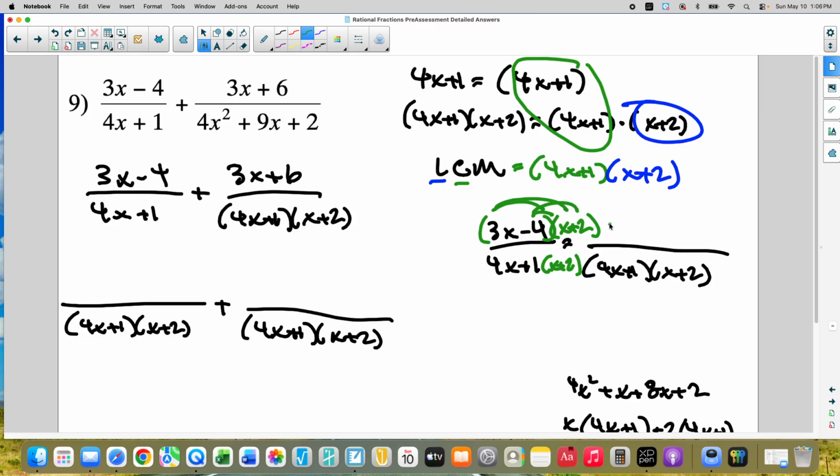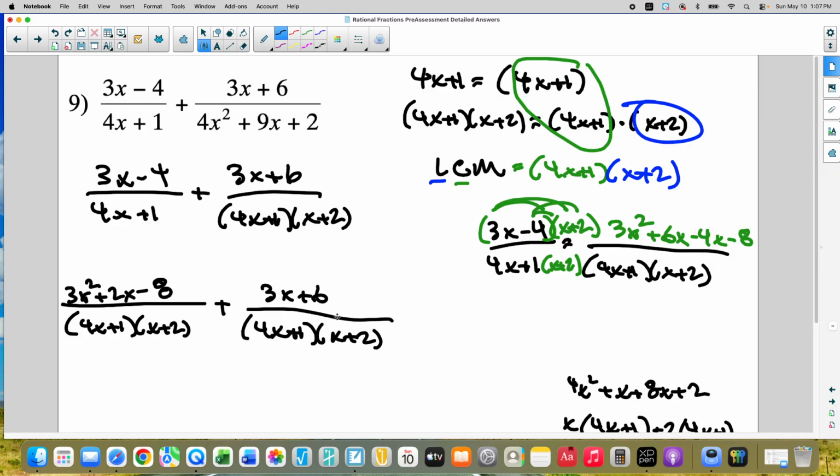So 3x times x is 3x squared. 3x times 2 is 6x. Negative 4 times x is negative 4x. Negative 4 times 2 is negative 8. So that simplifies to the equivalent of 3x squared plus 2x minus 8 plus 3x plus 6.